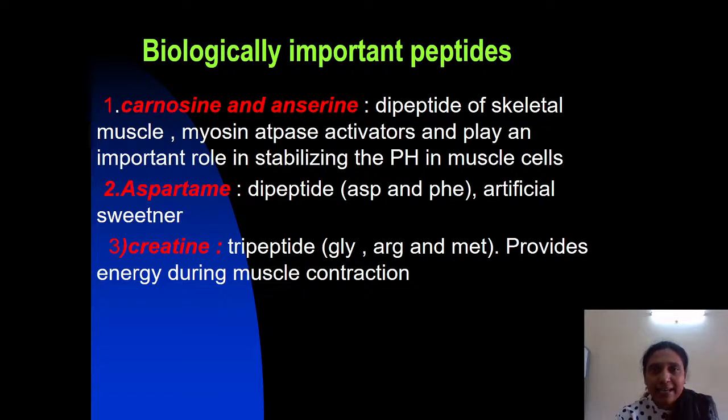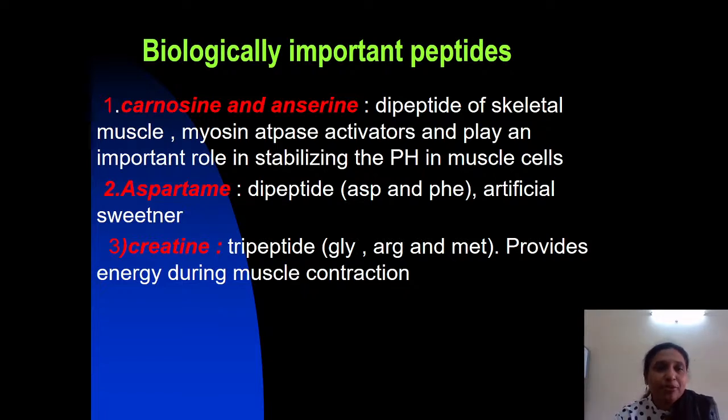If the number of amino acids is less than 50, those are called polypeptides, meaning peptides. More than 50 means you can call them proteins. Even these peptides, with fewer than 50 amino acids, are biologically important. These different peptides exist in nature, they have a physiological role, and they play an important role in biochemical reactions.